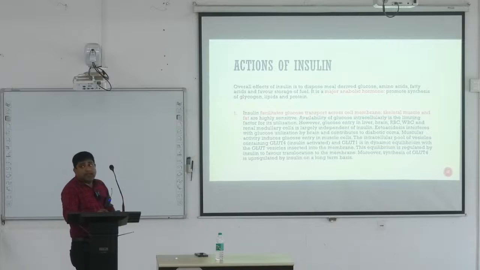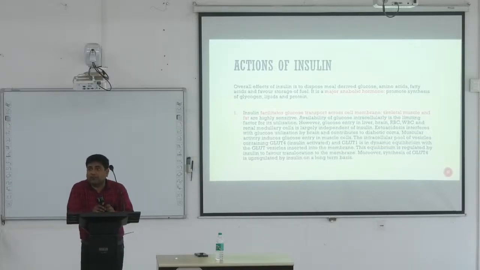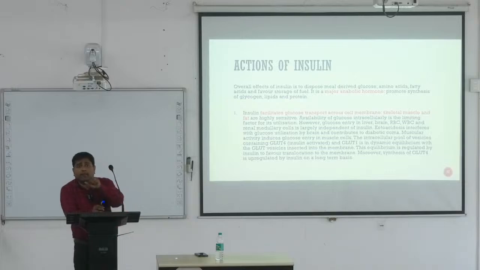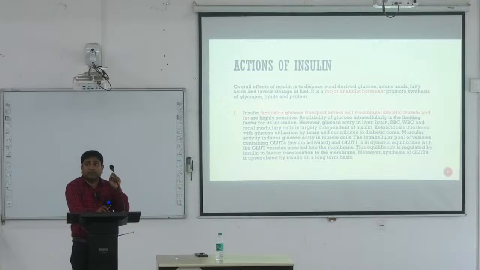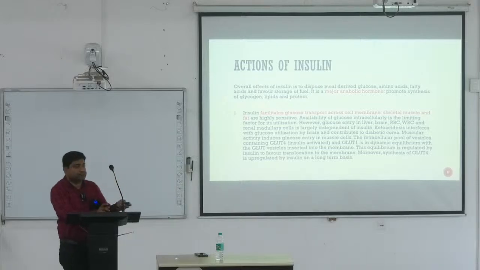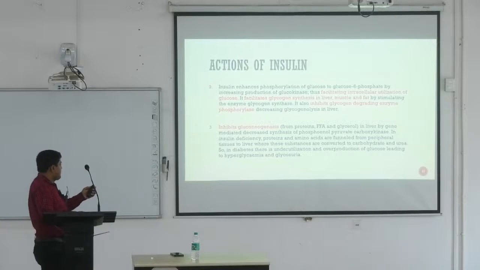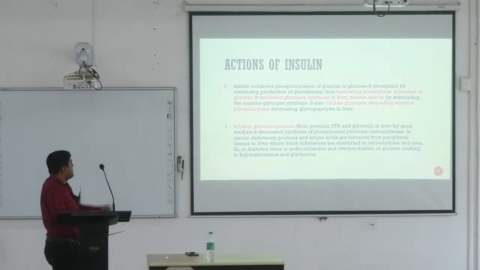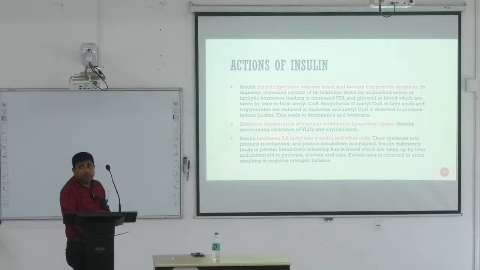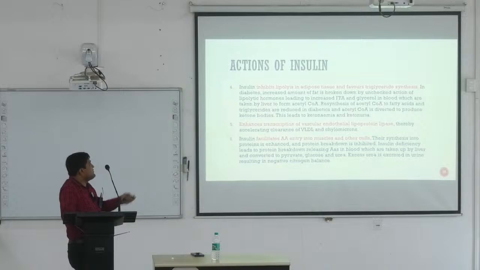Now again, there are glucose transporters called GLUT, G-L-U-T. They are stored in vesicles in the cells. Insulin promotes the translocation of glucose transporters from the cytosol to the membrane, so that glucose can be taken up by the cells, and glucose transporter 4 is highly sensitive to insulin action. Again, insulin inhibits lipolysis and promotes triglyceride synthesis.